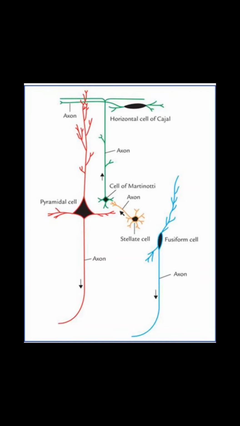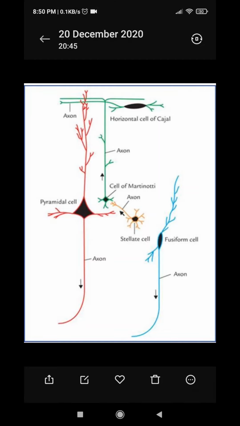Each granule cell gives off a short axon which ramifies close to the cell body. Most of the extrinsic inputs to the cerebral cortex, that is those from the related thalamic nuclei, terminate on the dendrites of the stellate cells. So here you can see the axons of the granular cells, and these are the dendrites which are receiving the input from the thalamus.